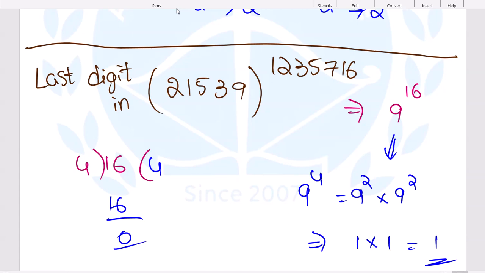2001, okay, 21,539 whole power, that one. The calculator won't display what is in the units place. See the concept. Okay. There is one more method actually for this question.